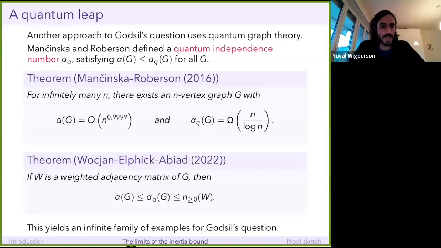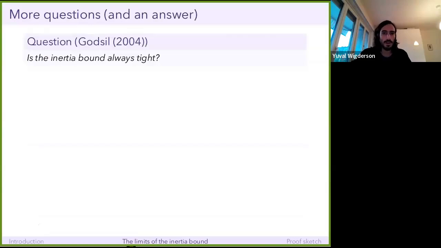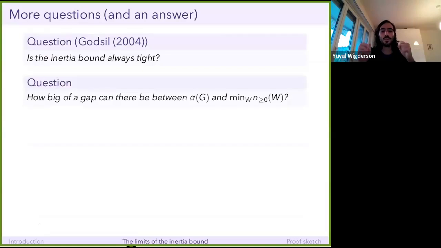Yeah, so I won't really say much more about the quantum independence number, but I do want to get back to Godsil's original question of whether the inertia bound is always tight. Okay, so we know the answer is no, but again, there's many other questions you could ask. For example, you could ask a quantitative question of how big can the separation between the independence number and the inertia bound be?